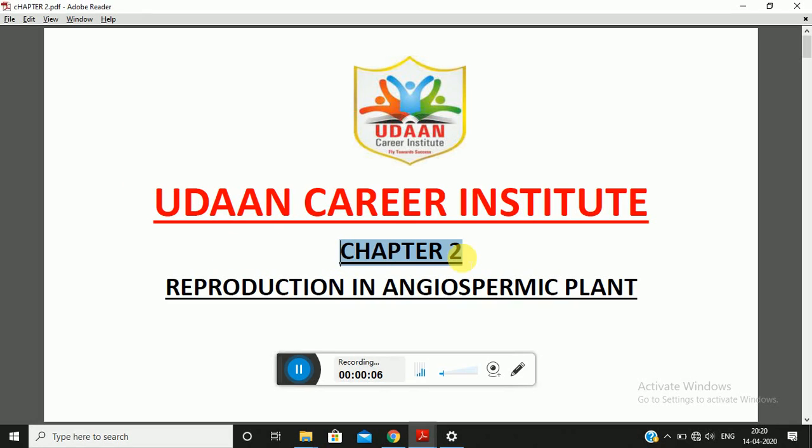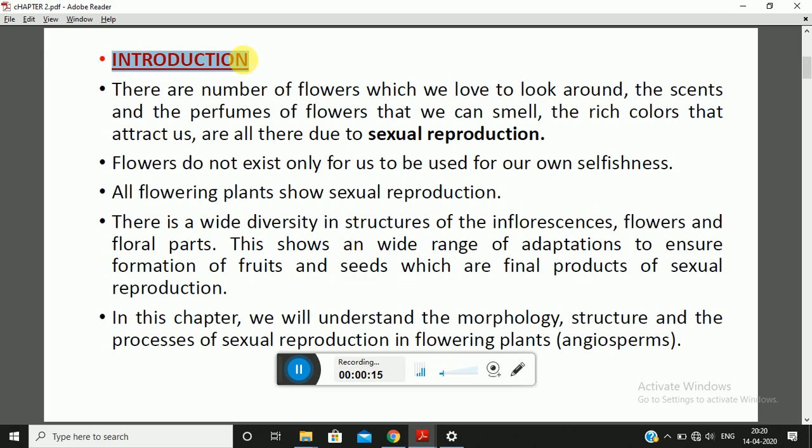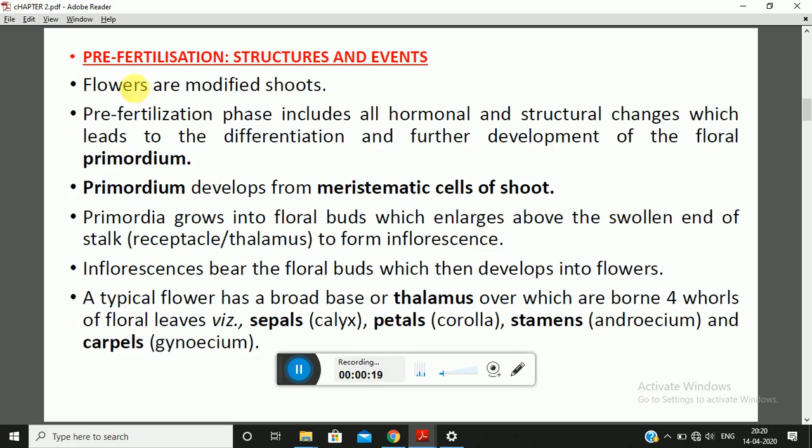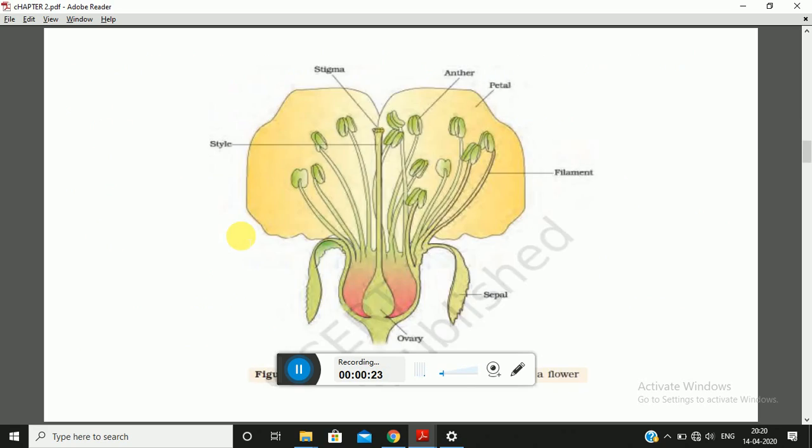In today's class, we will continue with chapter 2, that is reproduction in flowering plants or reproduction in angiospermic plants. In the last class, we have started with the introductory part. We have gone with the flower in detail. Also, we have covered pre-fertilization structure and events.